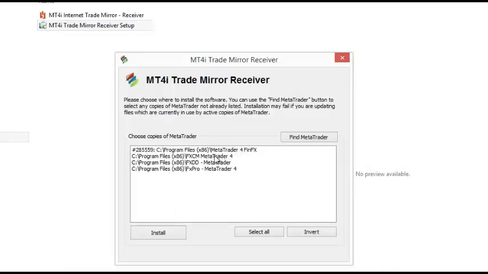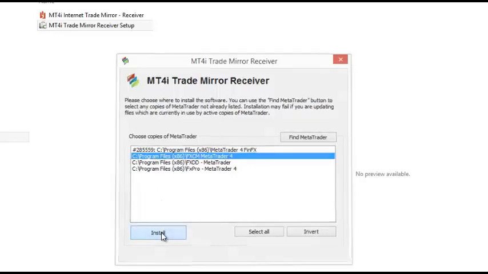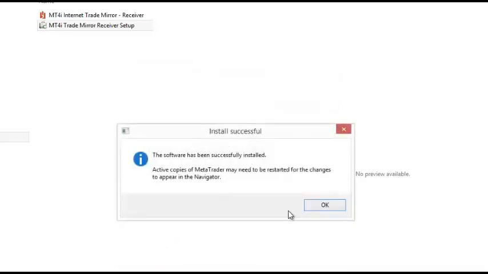So for example, if I wanted to install it on my FXCM MetaTrader account, all I'd have to do is click on it once to highlight it and click install. That's how fast it is. That took less than 2 seconds to install it. It's that quick. Once it's installed, all you have to do now is open up the MetaTrader platform. I'll show you how to do that.